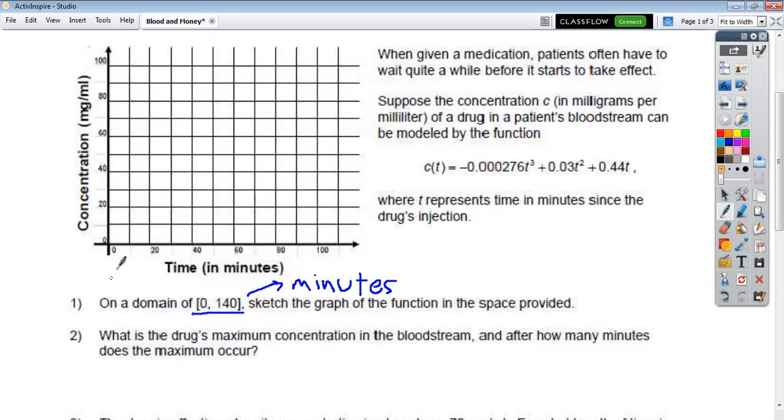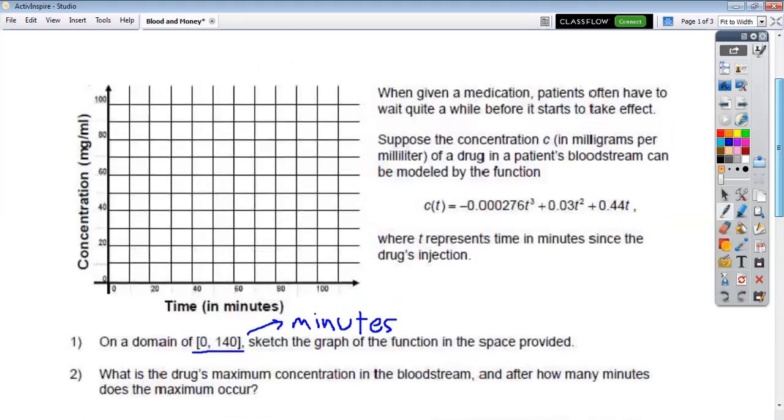So when you're thinking about the domain for this, you're thinking about along the x-axis, and it's saying from minute 0 until minute 140. That's the graph you're making. And so you'll just plug it into your calculator, make a graph. There you go. Don't use my graph. Just made that up.